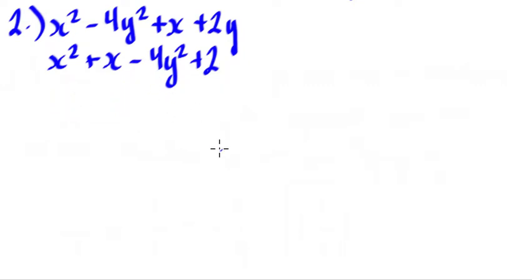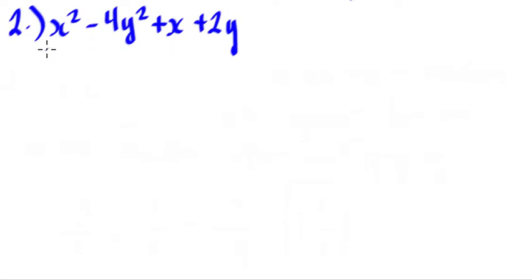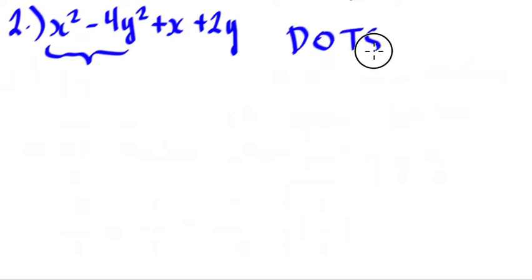So how about this? Maybe you have something in mind like this. Can you remember any factoring procedure that has these two conditions? It starts with D, then O, then T, and then S. Yes, that's the difference of two squares. This is a square, this is also a perfect square, and they have a minus sign in between them. So we can actually perform difference of two squares here.